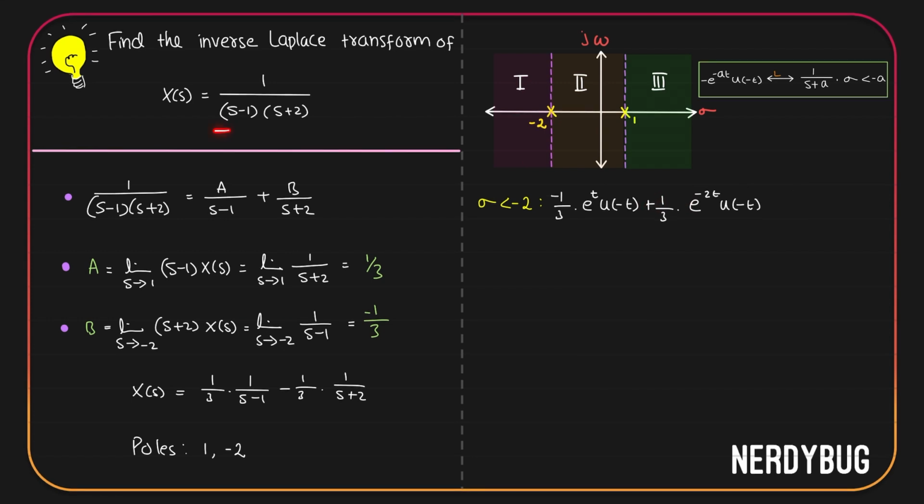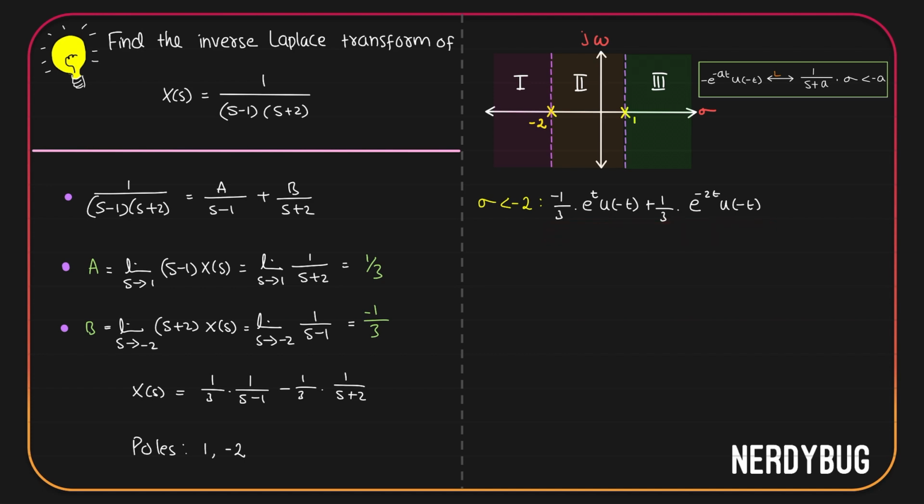So the inverse Laplace transform of x of s, if the ROC is towards the left of the leftmost pole, is minus 1 by 3 e raised to t u of minus t plus 1 by 3 e raised to minus 2t u of minus t. They are both left-sided. The signal x of t is also left-sided.